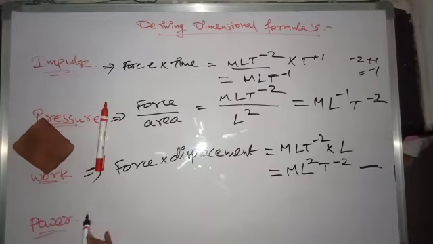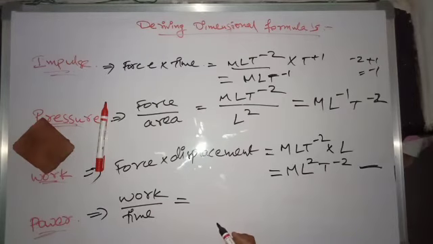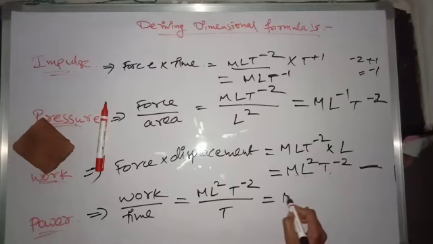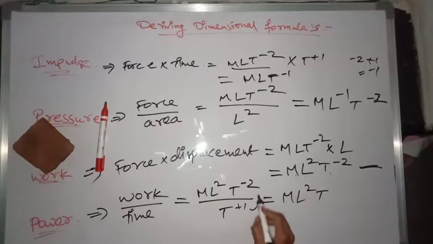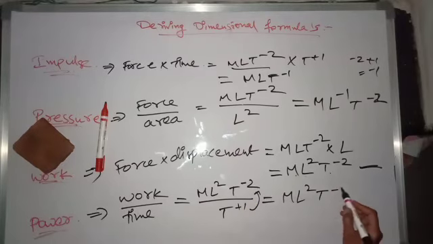And coming to power. Power is work done per time t. So what is the dimensional formula for work? M L square T power minus 2 by time t, which is equal to M into L power 2 into T power here plus 1. Okay, plus 1, when it comes to the numerator it will become minus 1. So T power minus 3. This is the dimensional formula for power.